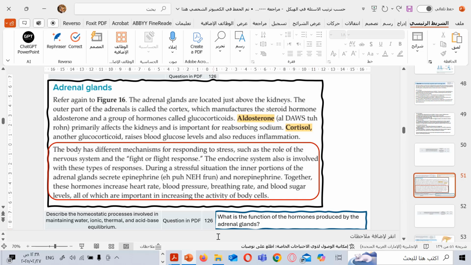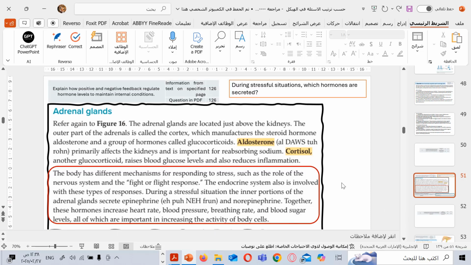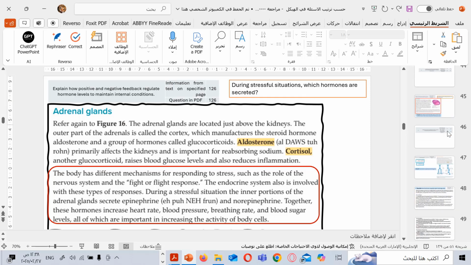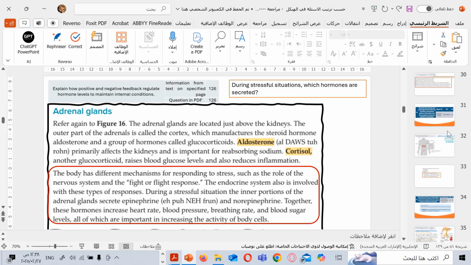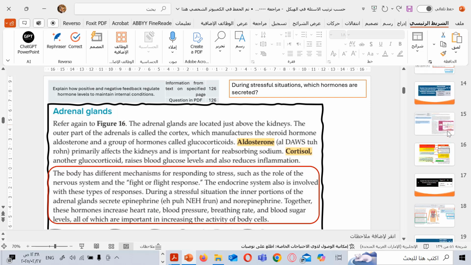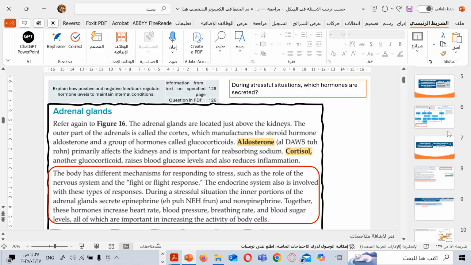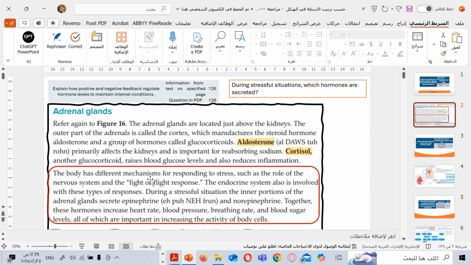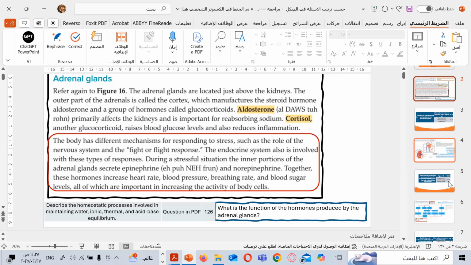What is the function of the hormone produced? We mentioned this slide before, here, and slide number 2 is the same, but I didn't separate it because it's the same paragraph, so I connected the two things in the same one.